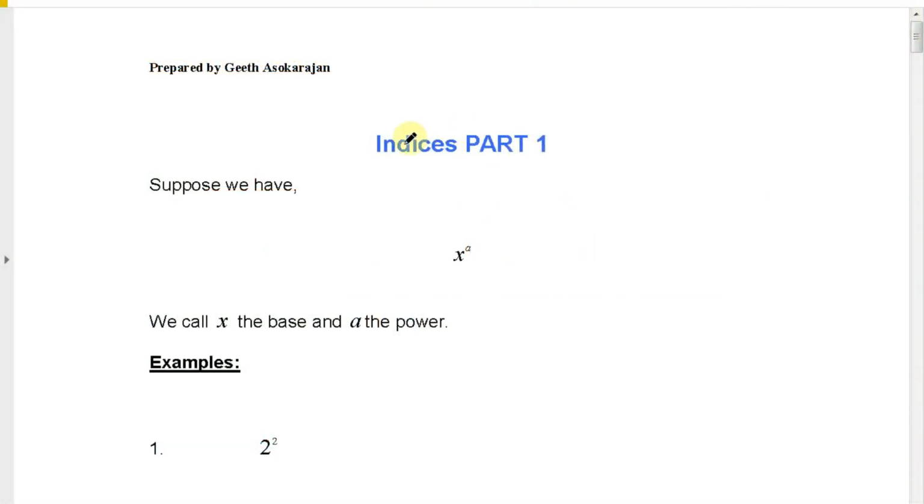Right, indices. So suppose we have x to the a. Now we call x the base and a is called the power. So this x over here, we call that the base. And this a is known as the power. So remember, base x, power a. Exactly what I wrote down over here.